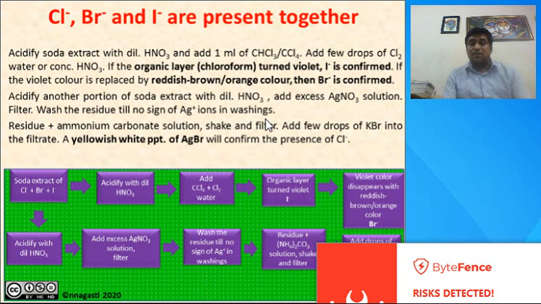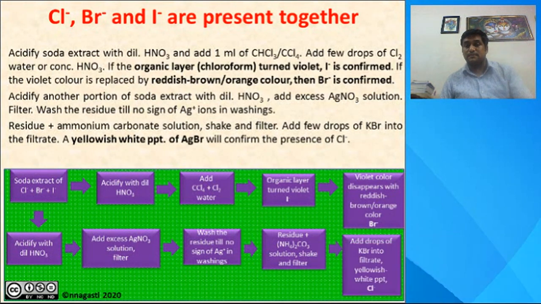If there will be a yellowish white precipitate, that yellowish white precipitate will be because of silver bromide, and that confirms the presence of chloride. The procedure, what has been already said, is arranged in this scheme.